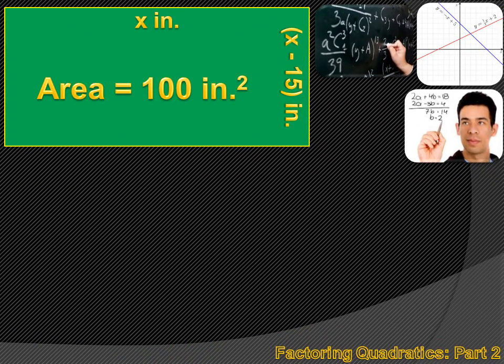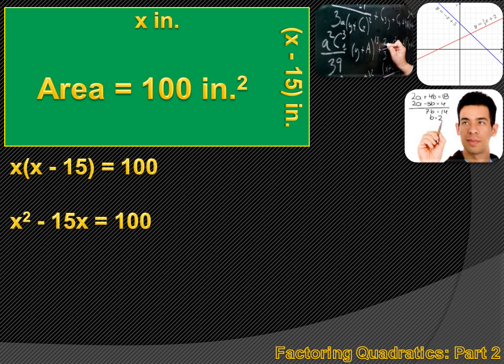Let's look at an example. Let's say I had a rectangle and I knew that the area was 100 square inches. And I knew that one dimension of the rectangle was x inches and the other dimension was x minus 15 inches. Well, I'm a smart cookie and I know that that area equaled the length times the width. So the length, x, times the width, x minus 15, has to equal 100. And then if that's the case, I can carry out this expression and make it read x squared minus 15x equals 100.